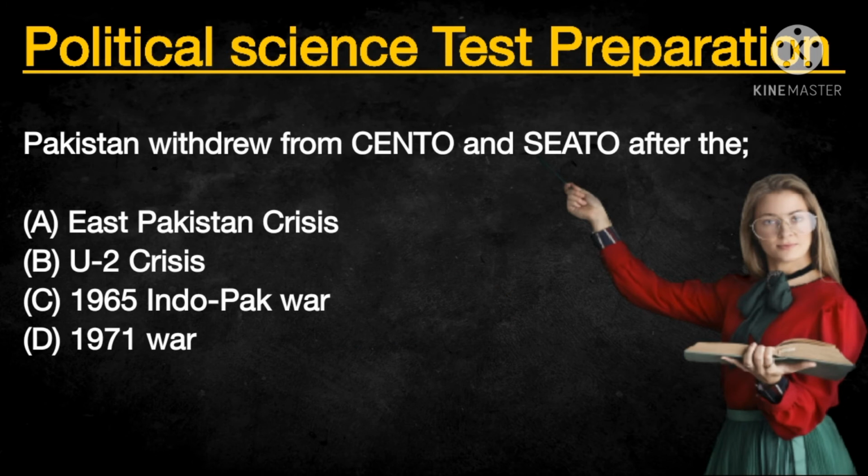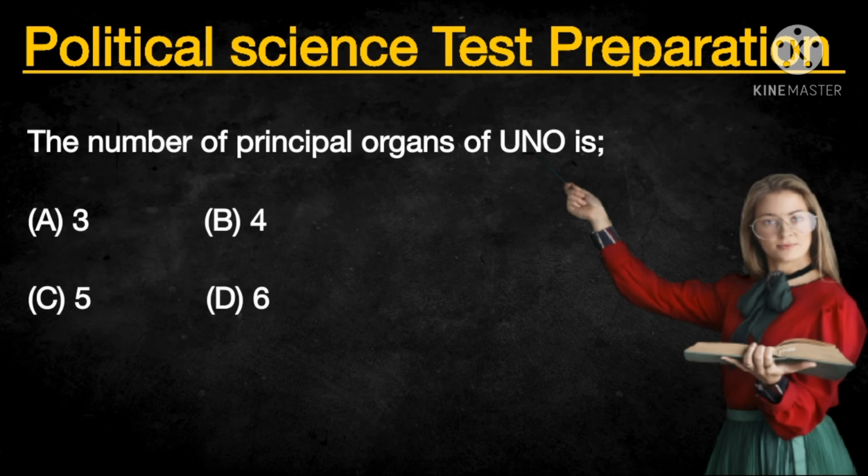Question: Pakistan withdrew from CENTO and CETO after the A. East Pakistan crisis, B. U2 crisis, C. 1965 Indo-Pak War, D. 1971 War. Its correct answer option A, East Pakistan crisis.